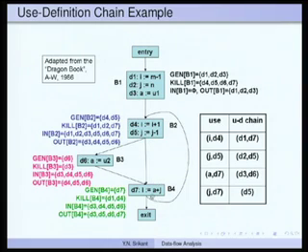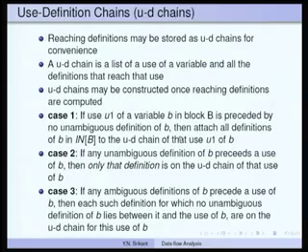Okay. So, it is not possible for us to get that D2 into this place. So, let us see how to compute such a data structure. UD chains may be constructed once the reaching definitions are computed.